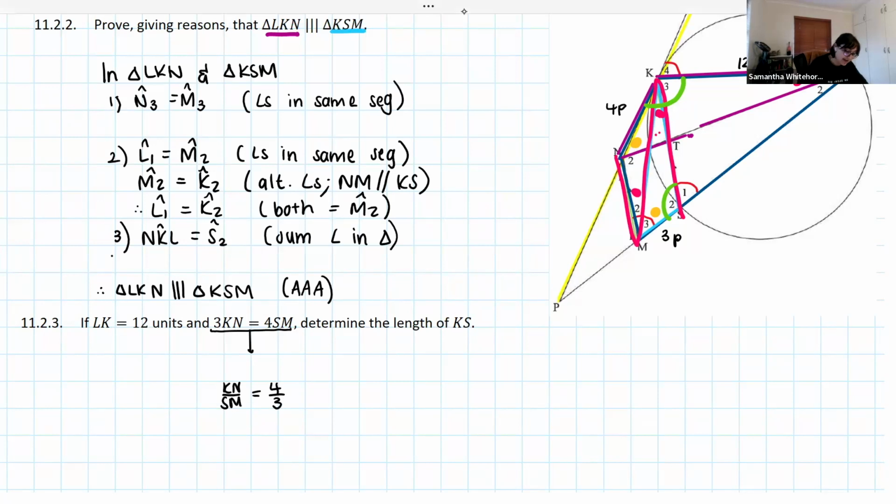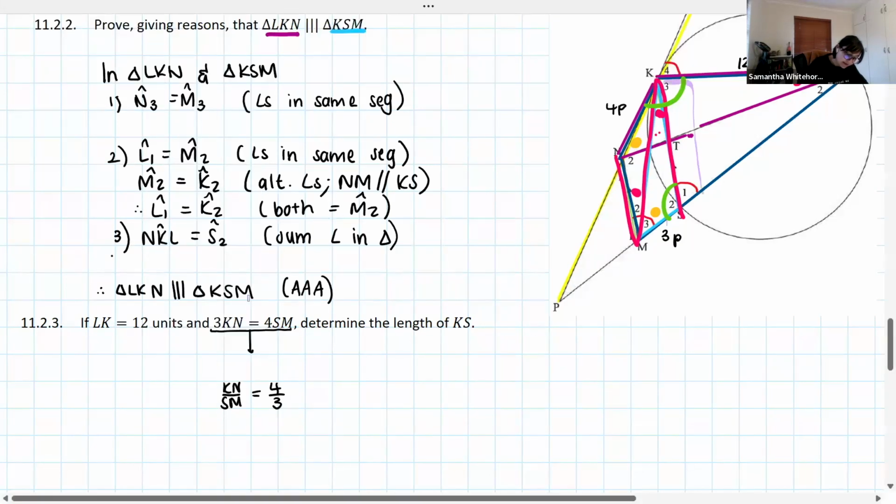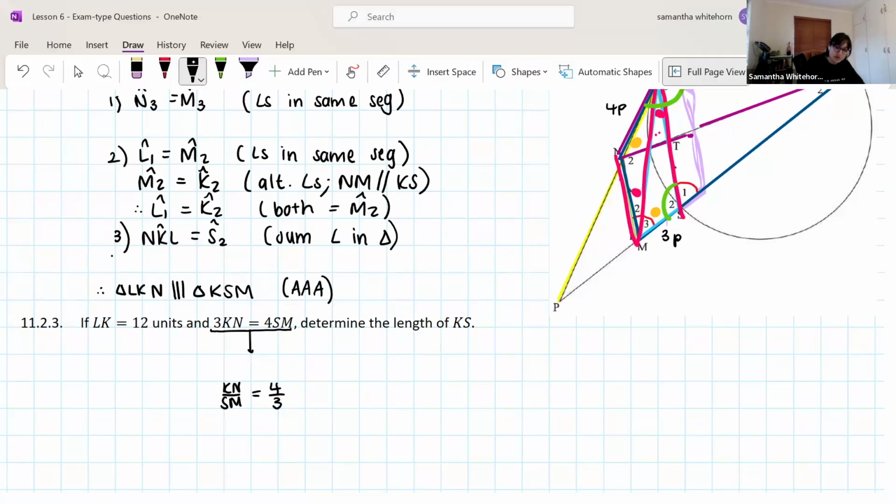We want to determine the length of KS, and KS is this length over here, the purple highlighted length. And this is now where the fact that we've already proven the triangles are similar is important. If you have a look at all of those lengths I've given you, LK, the 12 units, is a side length in the similar triangles. The 4 parts, KN, is part of your triangle. SM, part of the similar triangle. So we are going to use the fact that they're similar.